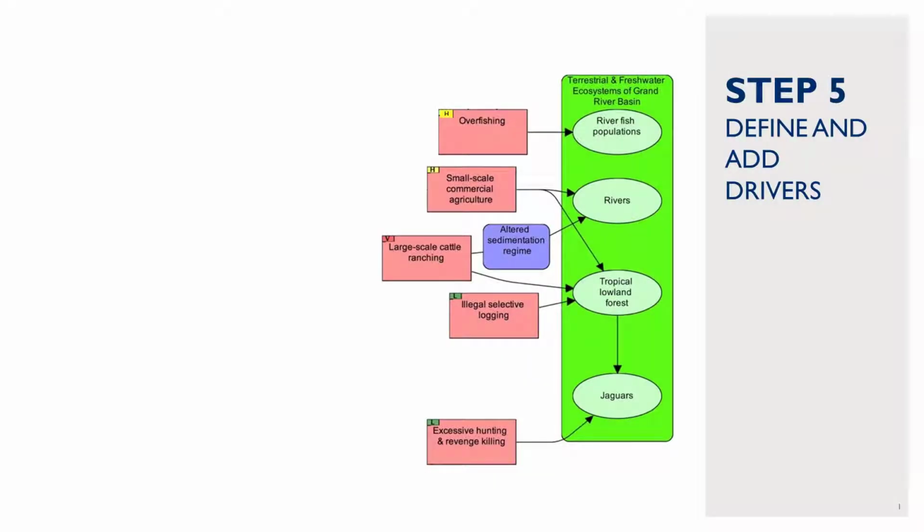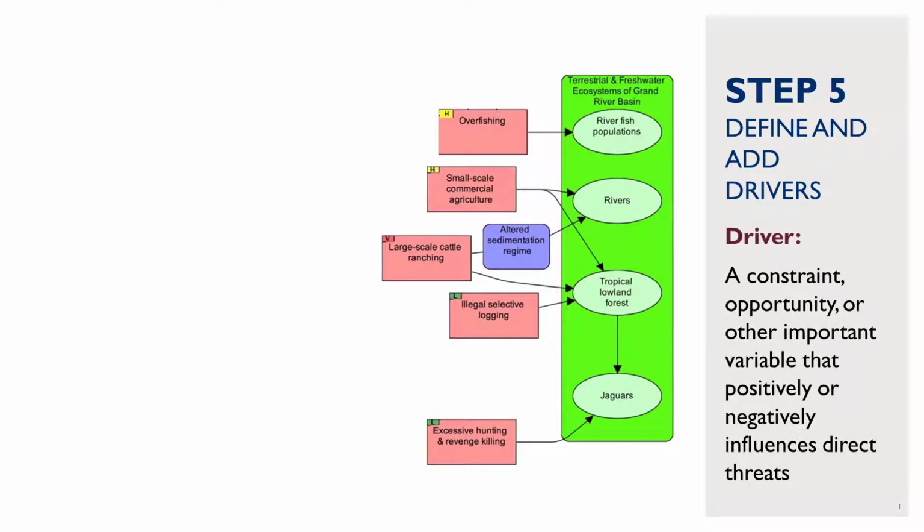In the last step, we defined and rated the direct threats to biodiversity focal interests and other interests. In Step 5, we add drivers behind the direct threats. A driver is a constraint, opportunity, or other important variable that positively or negatively influences direct threats. In other words, drivers are the forces behind a threat.